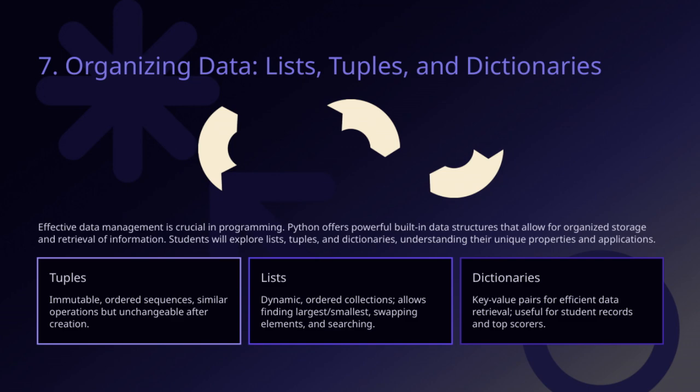Moving on to lists, these are dynamic, ordered collections that let us add, remove, or change items as needed. They're great for situations where you need to find the largest or smallest elements, swap items, or search through data efficiently. Lists are very flexible and widely used in programming.